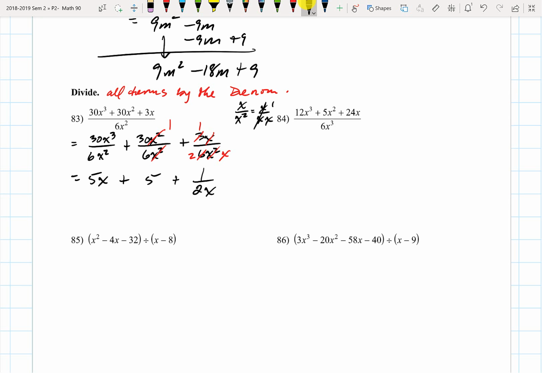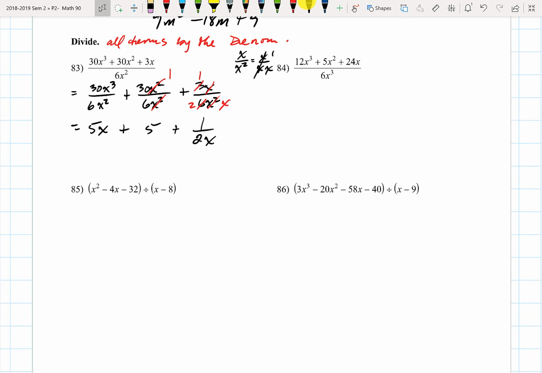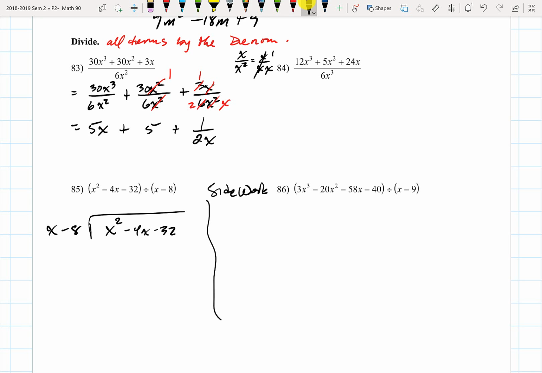Okay, and you do number 84. Now, this is long division. So here you want to show your side work. Let's take x squared minus 4x minus 32. Let's do our side work over here, divided by x minus 8. You always want to divide first term by first term. So that's x squared divided by x, which is x. Put that up there in the quotient.